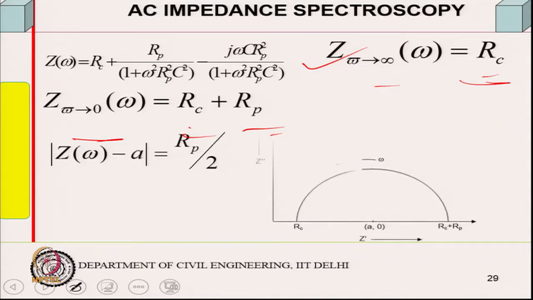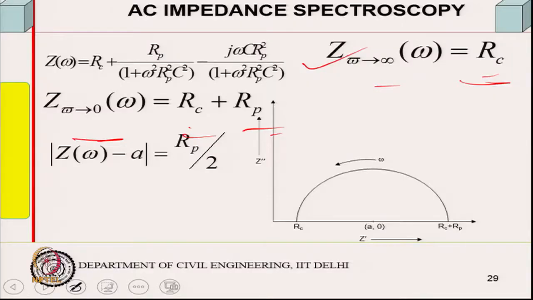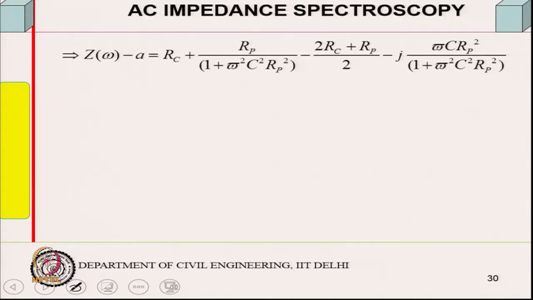These are plotted in two diagrams, the Nyquist and Bode diagrams. From those plots you can find out the values. Typically it is shown something like this, omega increasing, Rc, Rc plus Rp. If you subtract Rc, this portion will be simply Rp. So, you can find it out from this kind of measurement.